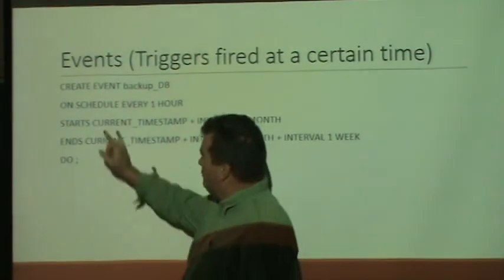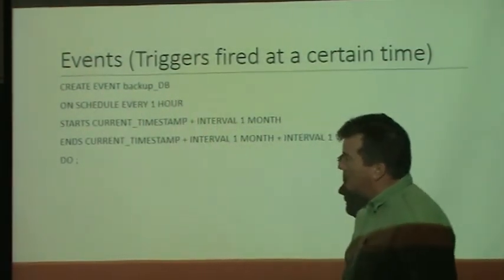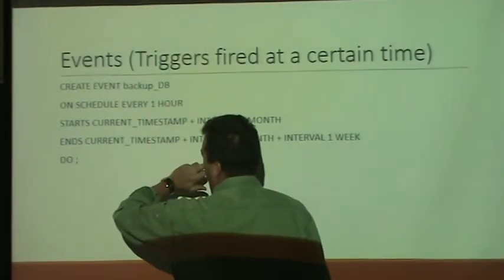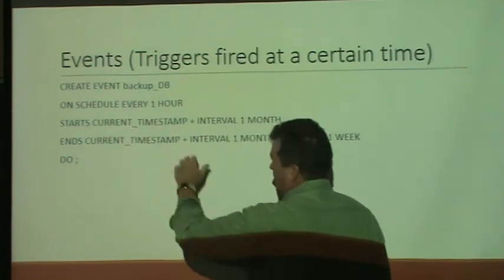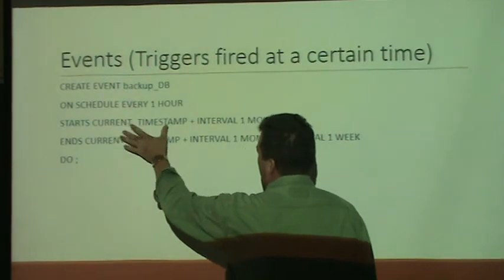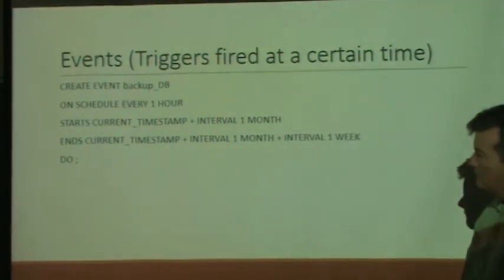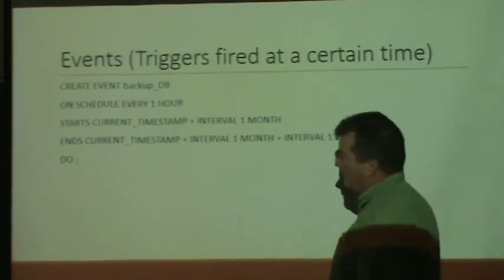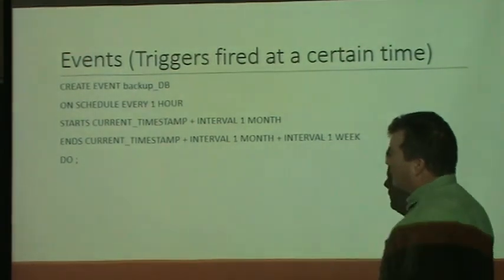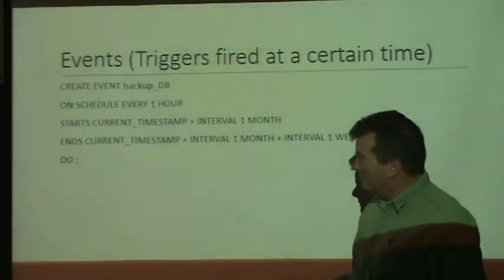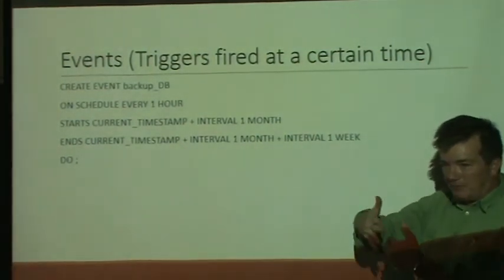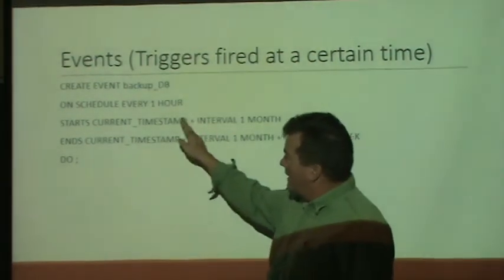So for example, we could say create event, give it a name, and we'll call it backup the database. And we could say on schedule every 1 hour, starting at the current timestamp, whatever time it is as I enter the event, and then I say every month. The interval is every month. And when does it end? When the current timestamp plus the interval of 1 month plus the interval of 1 week. So this would start a month from now, and it would run for a week, a month from now plus 1 week. And the backup would run every hour.